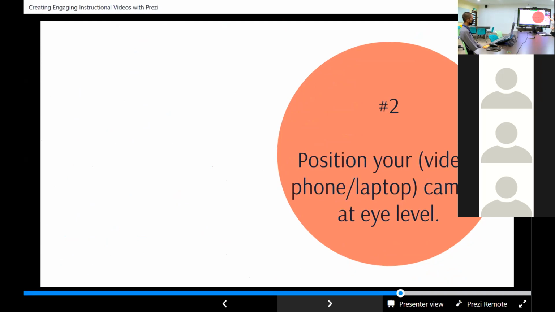Okay, number 2 is position your phone or laptop, whatever camera is in front of you. Make sure it's at eye level. Not too high, because then your head has to go up, which is not comfortable for you. Or if it's too low, then you see the bottom, or you've got a double chin, and some people don't like a double chin. It doesn't look nice, right? So always at eye level.